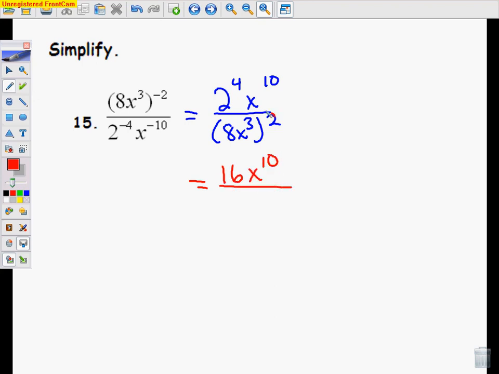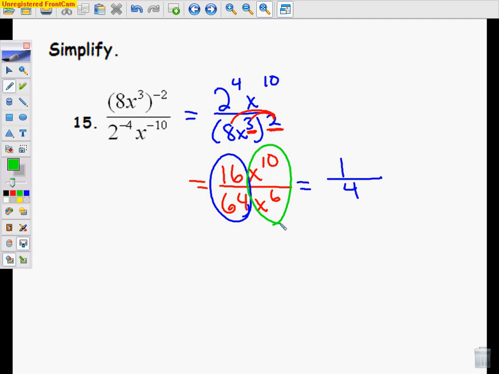And this squared out here, we're going to distribute it into the parentheses, into its base. So 8 to the 2nd power is 64. And when you raise a power to another power, you multiply the exponents together. So that's going to be x to the 6. We know that 16 over 64, that fraction here, reduces to 1/4. Okay, and then x to the 10th divided by x to the 6th. Whenever you multiply powers together, you add the exponents. Whenever you divide powers, you subtract them. So 10 minus 6 is 4. So that's going to be x to the 4th.